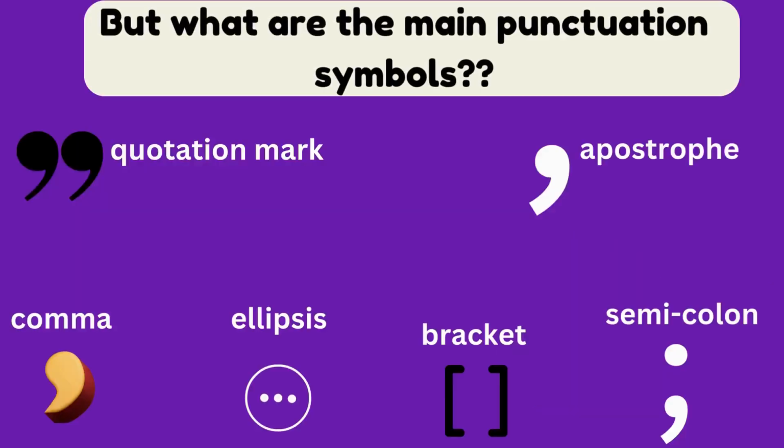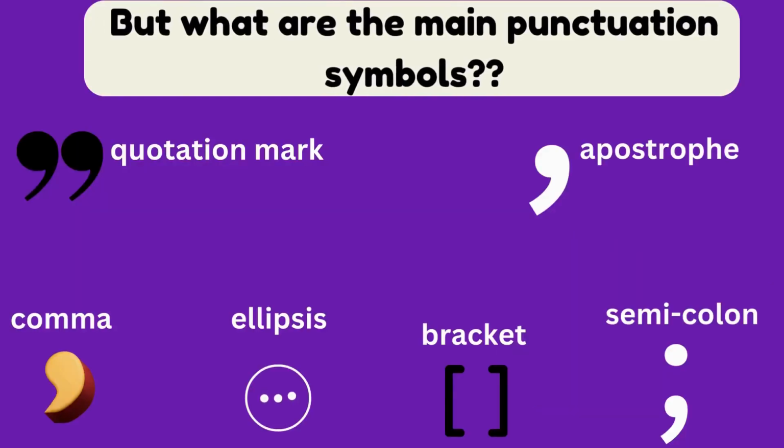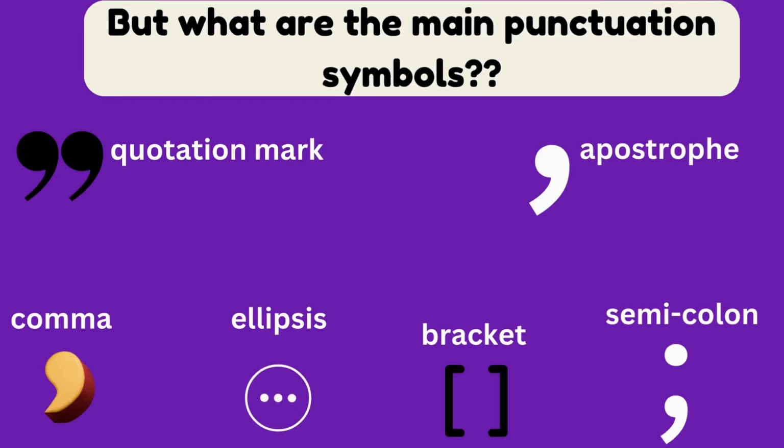Now, what are the main punctuation symbols? First is the quotation mark. Quotation marks are used to represent exact written or spoken language from another individual. Quotation marks also set off the titles of poems, short stories, and articles. Certain words or phrases can also be given special meaning with the use of quotation marks.